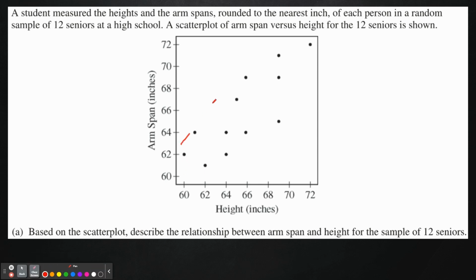You will note that in the scatter plot, we have a pretty tight linear grouping that's trending in a positive direction. Adding some context in, we would probably want to respond with a sentence similar to, the relationship between arm span and height is strong, positive, and linear. Remember, we want to have context, mention the strength of the relationship, the direction of the relationship, and that it's linear.